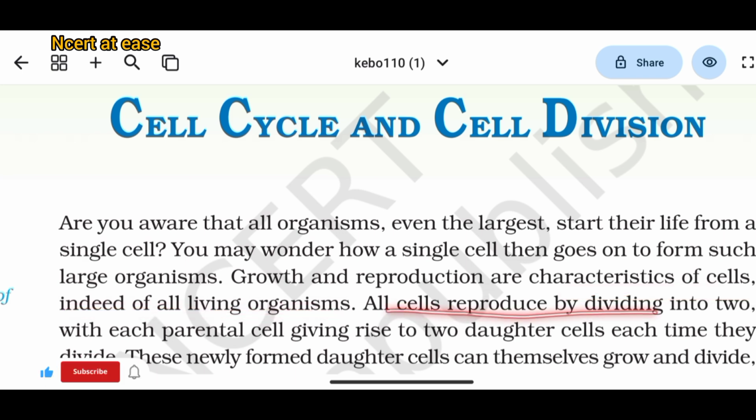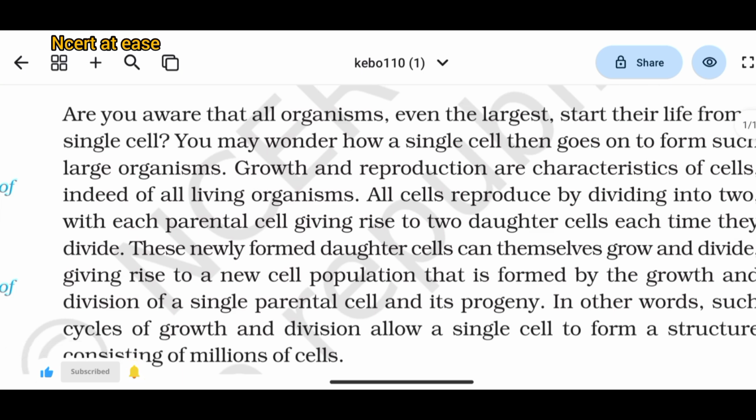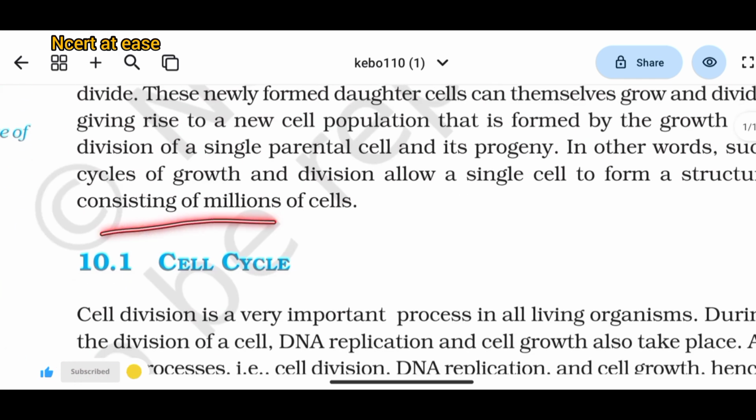All cells reproduce by dividing into two, with each parental cell giving rise to two daughter cells each time they divide. These newly formed daughter cells can themselves grow and divide, giving rise to a new cell population that's formed by growth and division of a single parental cell and its progeny. In other words, such cycles of growth and division allow a single cell to form a structure consisting of millions of cells.